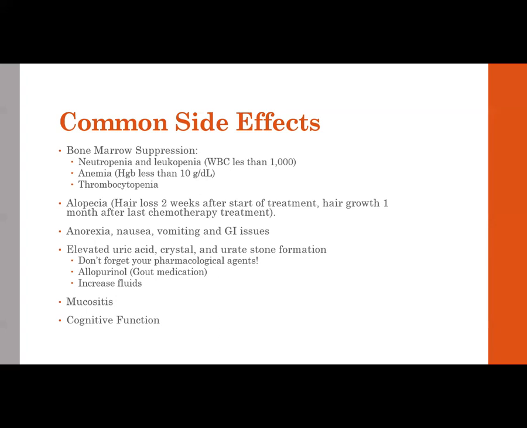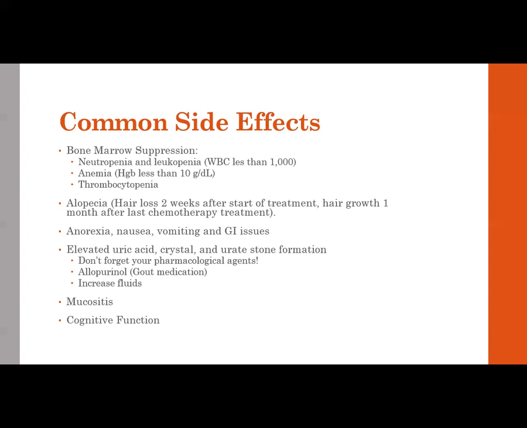The other thing that they can develop is alopecia. So that's hair loss 2 weeks after start of treatment, with hair growth 1 month after the last chemotherapy treatment. With it, you can do things like apply ice to the patient's scalp during chemotherapy to slow hair loss. You want to use gentle shampoos, hats, scarves, and sunscreens. And you can always refer them to the American Cancer Society.